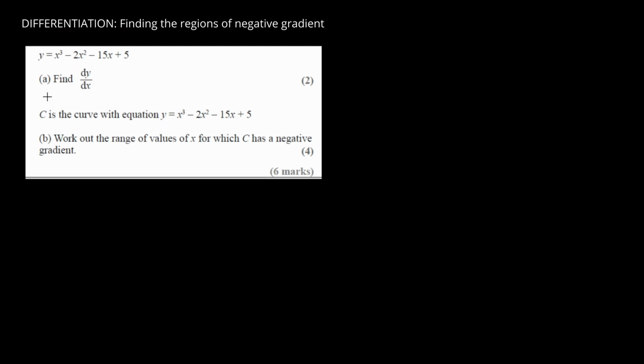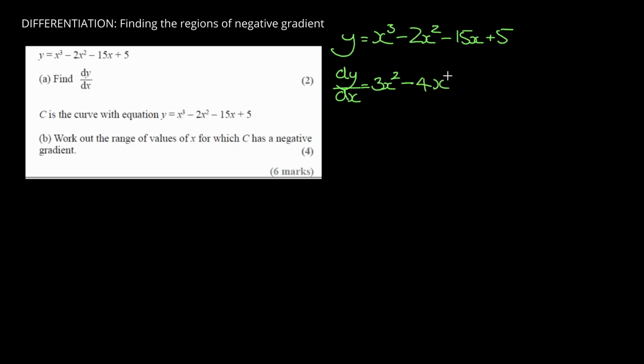Okay, let's get the finding of the gradient function out of the way. Doing it term by term, bringing the 3 down and multiplying by the invisible 1, 3x, and we reduce the power 3 by 1, 2. Minus 2 comes down, multiplies by the 2 to make 4, and then the power is reduced by 1, so x to the power 1, which is just x. This is easy, negative 15. And then the last term, plus 5, differentiates to 0. So we're done. So there's the answer to the first part.